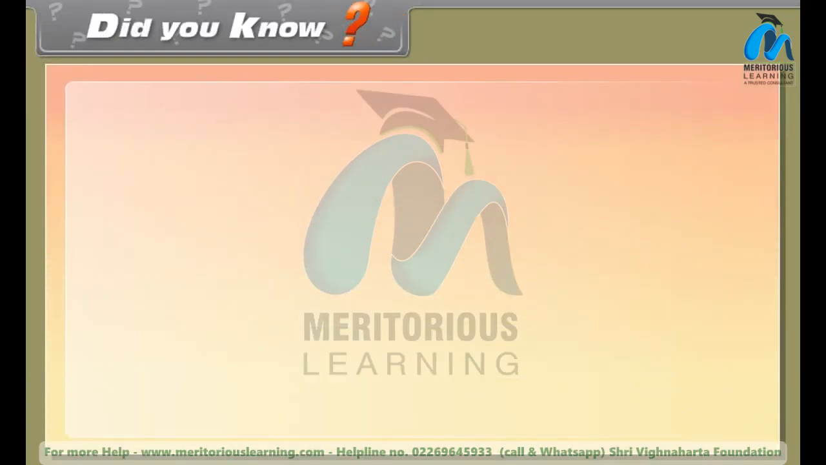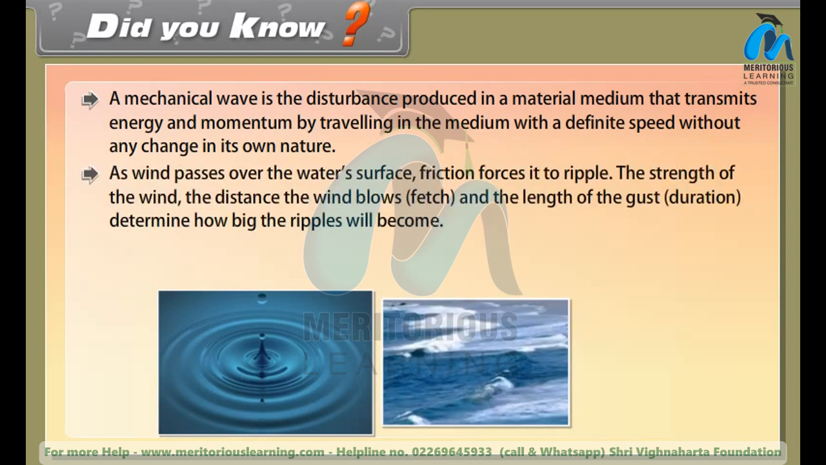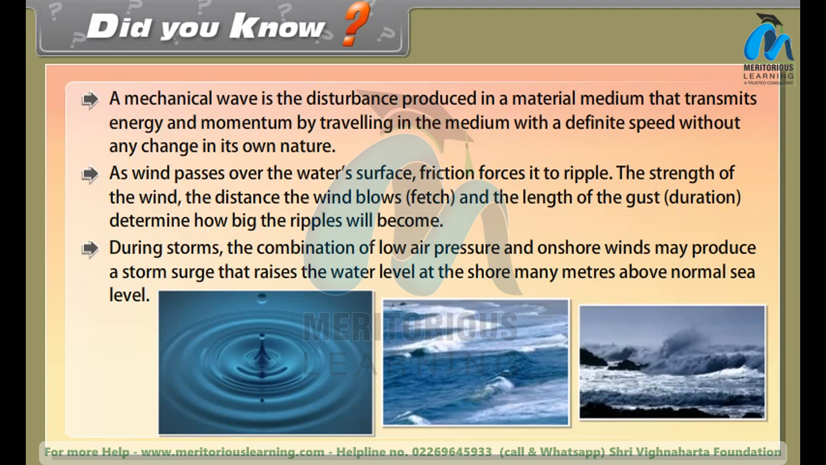Did you know? A mechanical wave is the disturbance produced in a material medium that transmits energy and momentum by traveling in the medium with a definite speed without any change in its own nature. As wind passes over the water's surface, friction force leads to ripples. The strength of the wind, the distance the wind blows, that is fetch, and the length of the gust, that is duration, determine how big the ripples will become. During storms, the combination of low air pressure and onshore winds may produce a storm surge that raises the water level at the shore many meters above normal sea level.